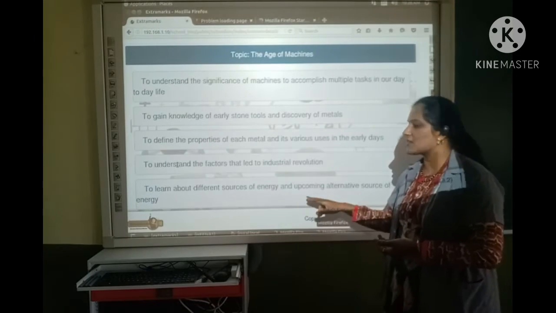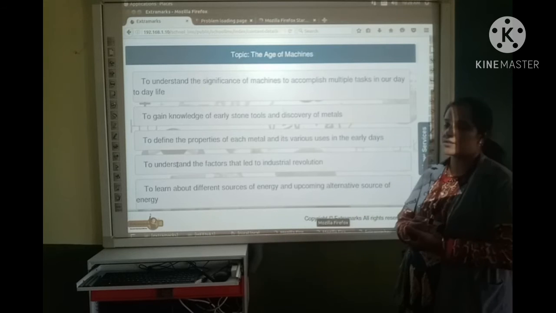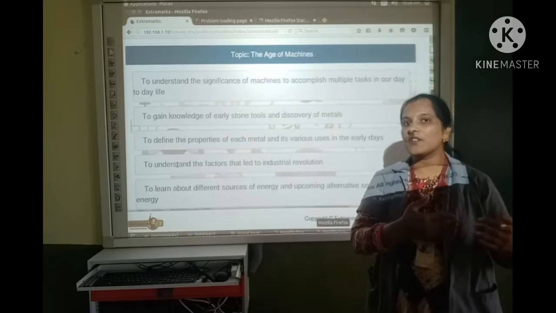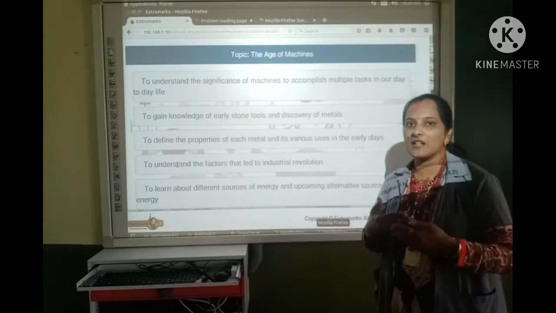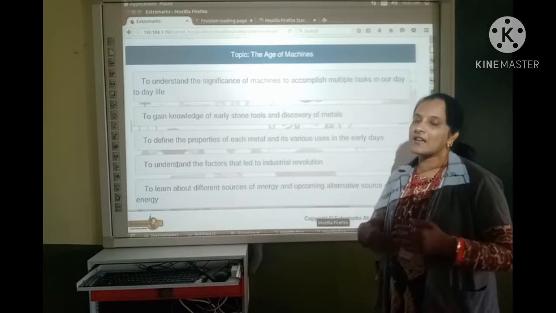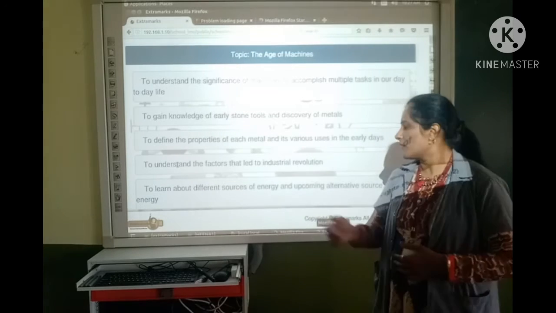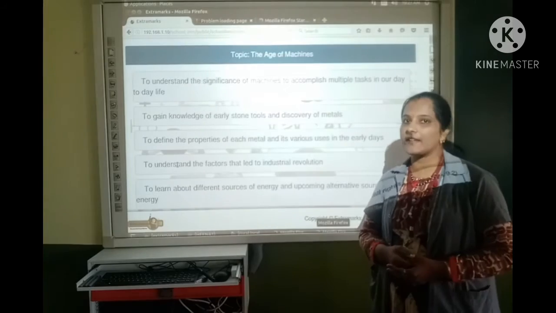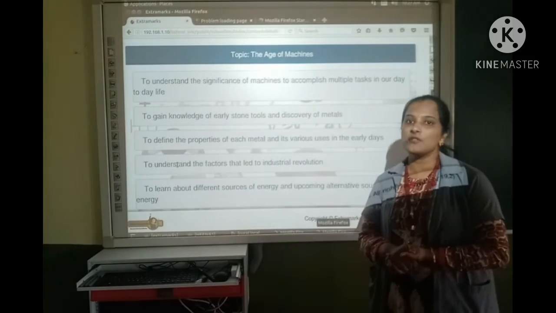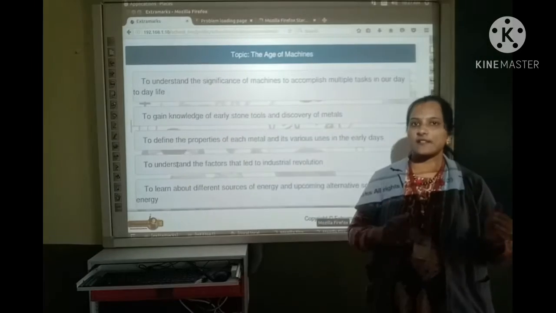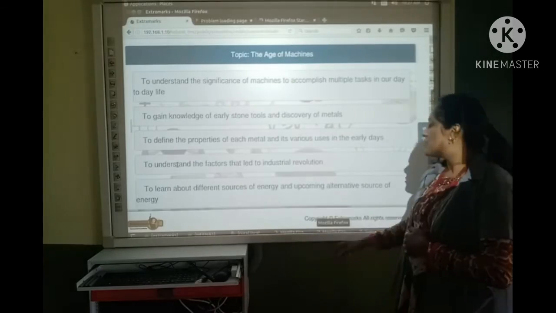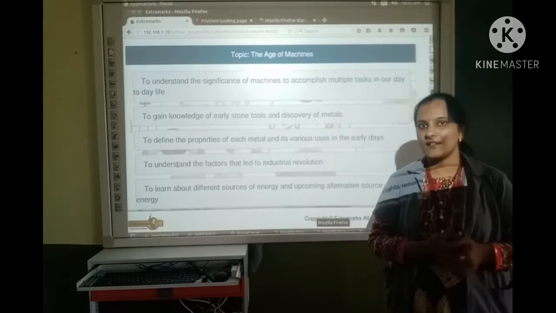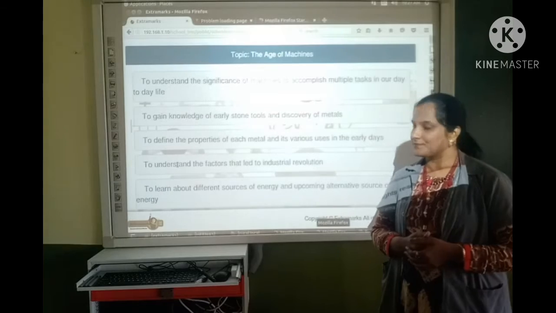To learn about different sources of energy and upcoming alternative sources of energy. There are so many sources of energy. Sources means from where we get things. ऐसी जगह जहाँ से हमें कुछ मिलता हो उसे कहते हैं source. तो हमें एनर्जी कहाँ से मिलती है इतना वर्क करने की? और machines run करने के लिए कुछ एनर्जी चाहिए. Not only electricity but many things are there. Those sources of energy we are going to study. और हर source के कुछ pros and cons, advantages and disadvantages हैं. So उनके behalf में हम कुछ alternative sources of energy भी use कर सकते हैं. That we are going to learn in this chapter. Excited now? Okay.